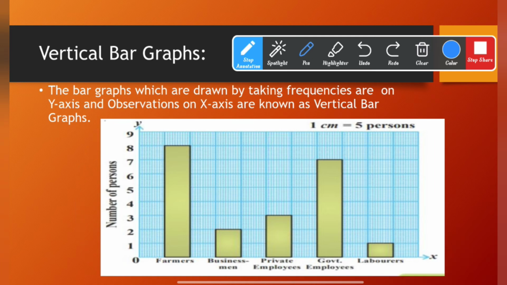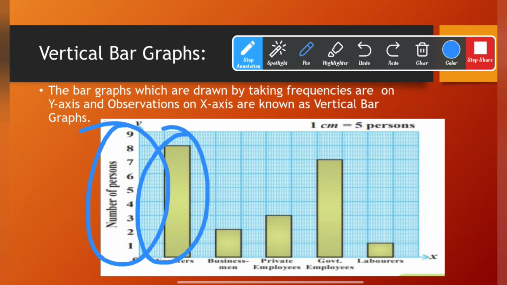Here you can see each bar has the same thickness or the same width. Each bar has the same width and the same spaces among each other. It has the same distance between two successive bars, and the length represents the frequency of the respective data item.